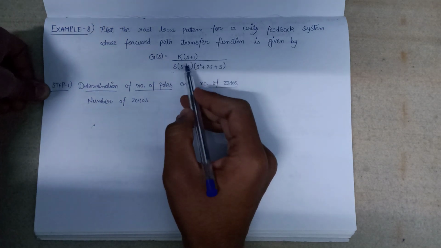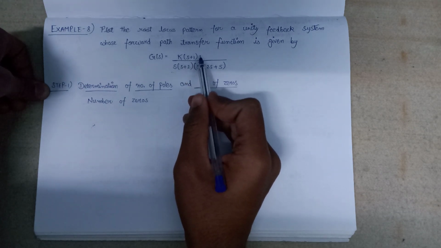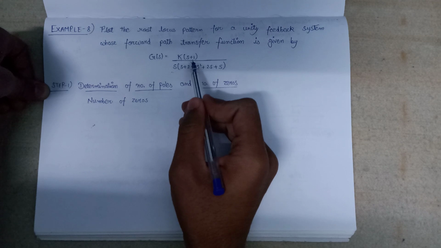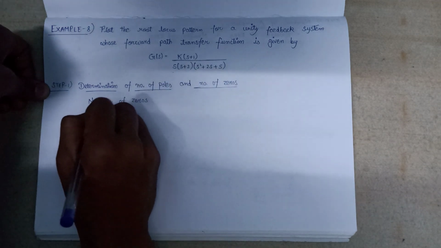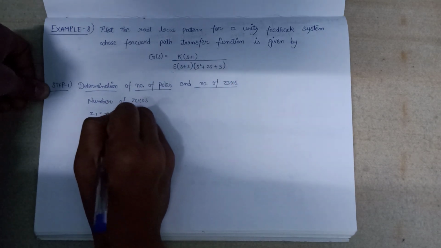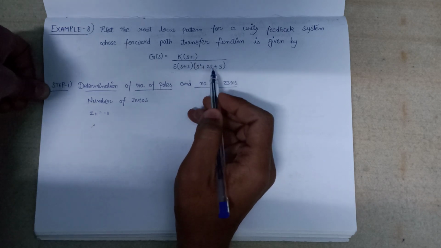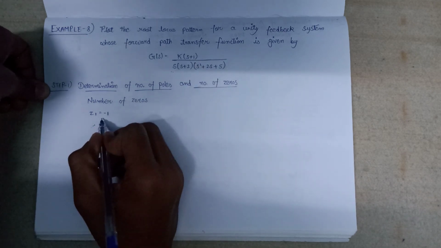So on equating the numerator part, that is s + 1 = 0, we will get our first zero which lies at s = -1. So zero z1 lies at s = -1. And since there are no remaining terms in the numerator, the number of zeros is equal to 1 only.